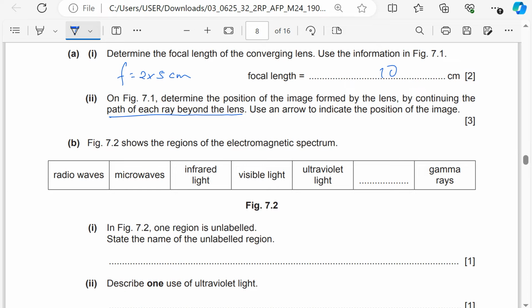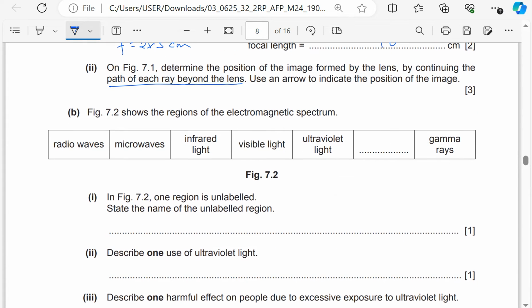The figure shows the regions of the electromagnetic spectrum. In the figure, one region is unlabeled. State the name of the unlabeled region. So they are starting from radio waves. Reed's mother is visiting Uncle Xavier's garden. These are the electromagnetic waves, starting from radio waves, microwaves, infrared, visible light, ultraviolet, X-rays, gamma rays. So what is missing is actually X-rays.